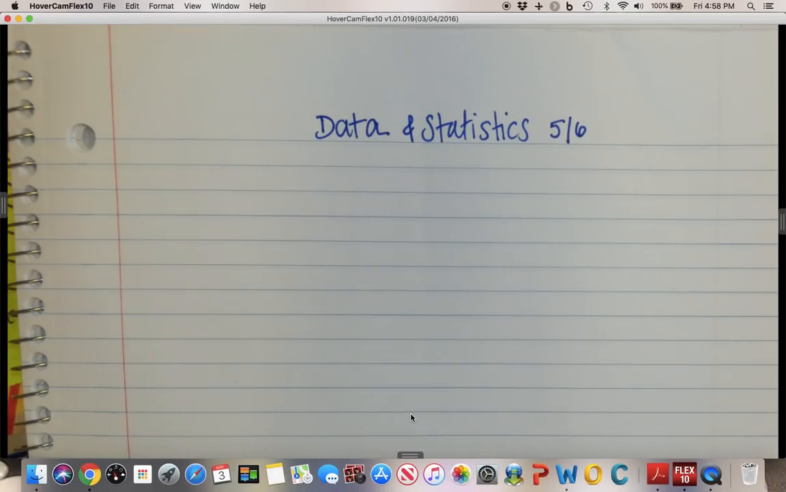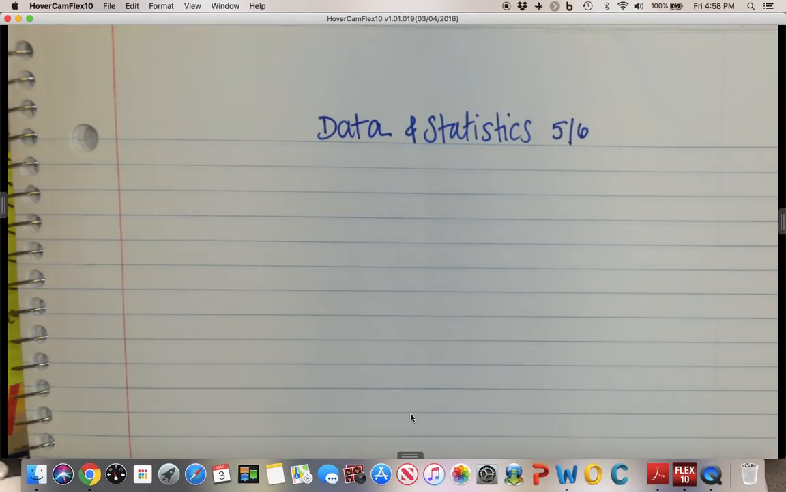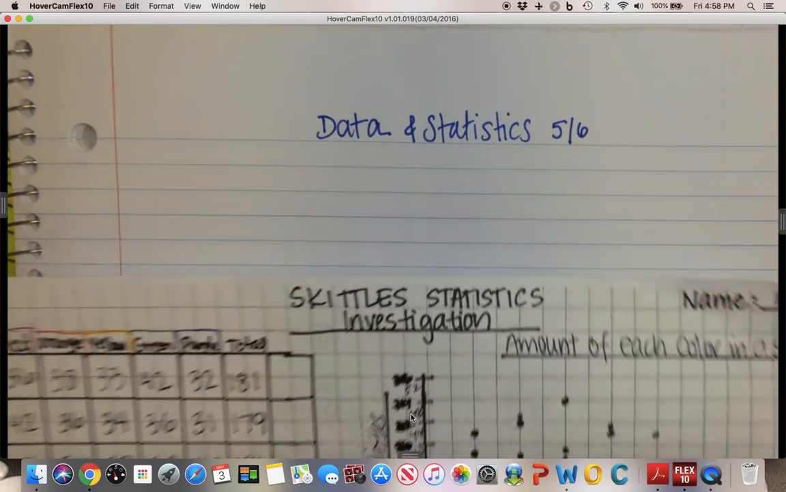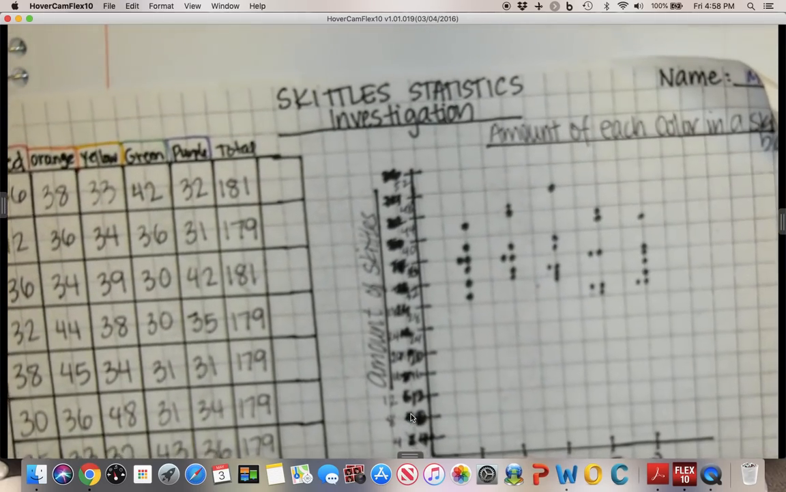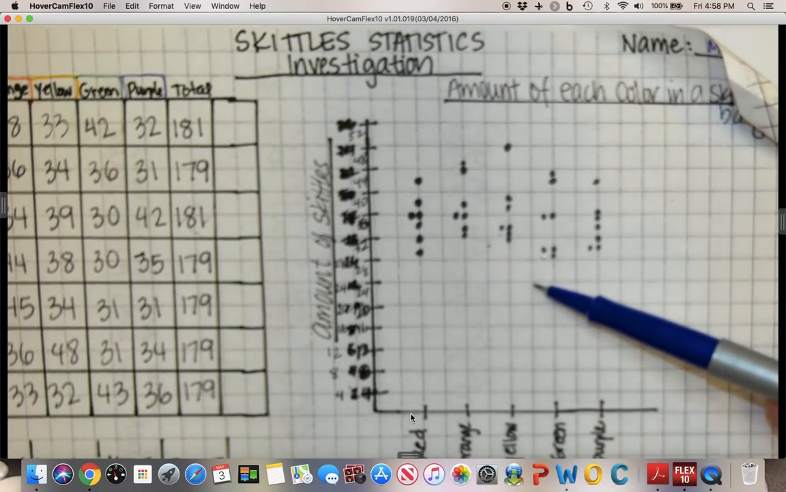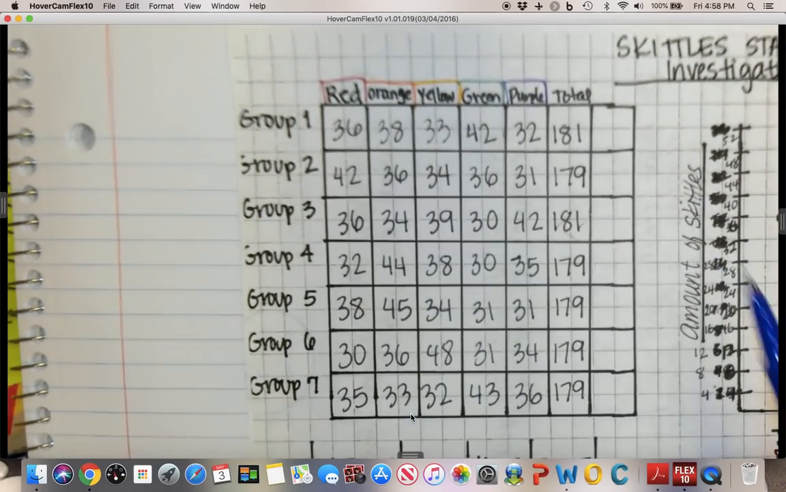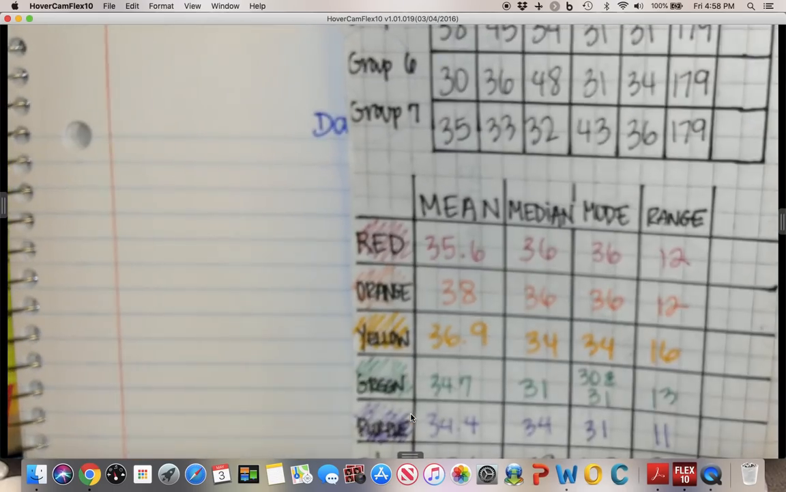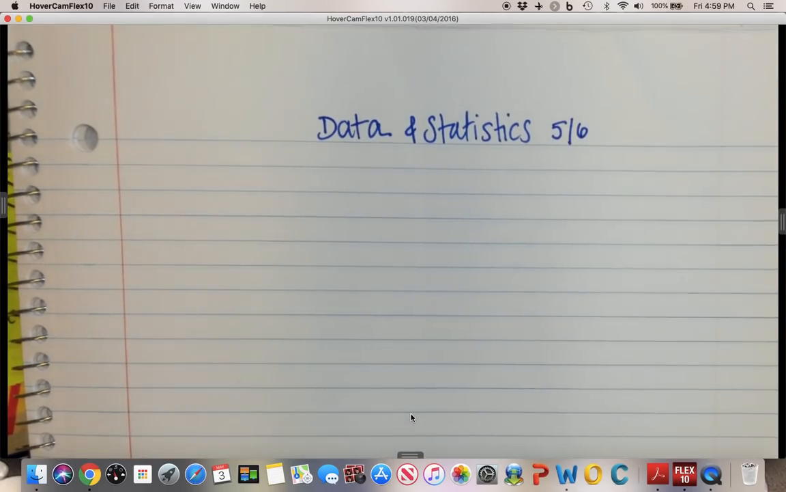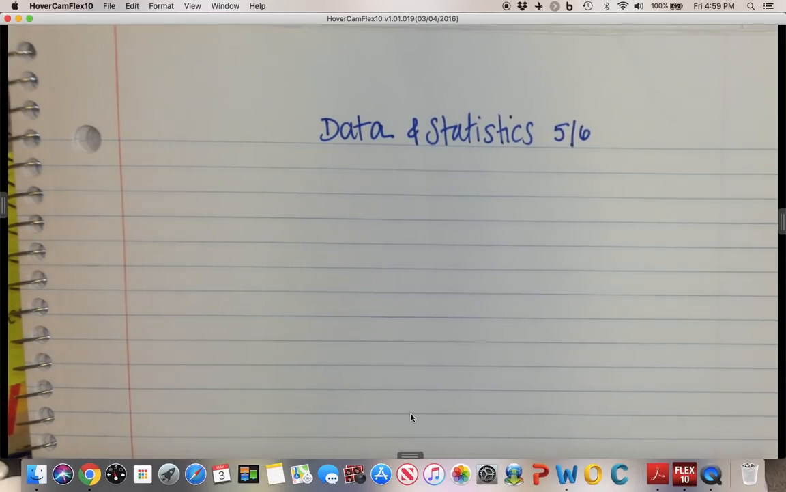Right, you might remember right before we went on Christmas break, we did a little bit of talking about data. We did this Skittles statistics investigation where we looked at dot plots and we did the frequency of colors and we calculated the mean, median, mode, and range. And what I want to do is go over a little bit of that again and then take you on to learn a couple new things that will probably be on the test.